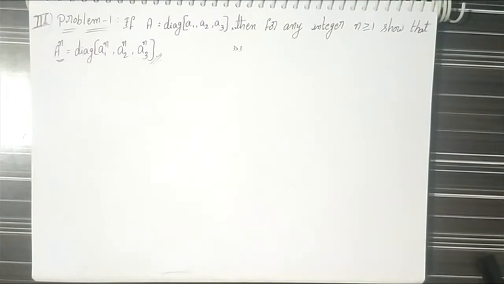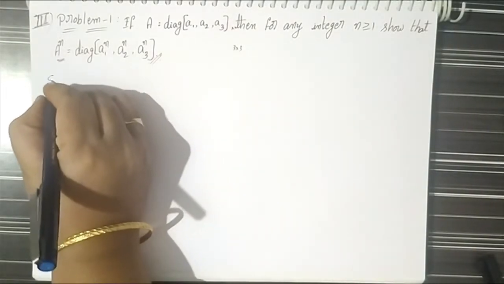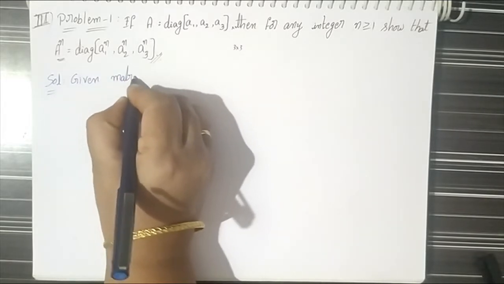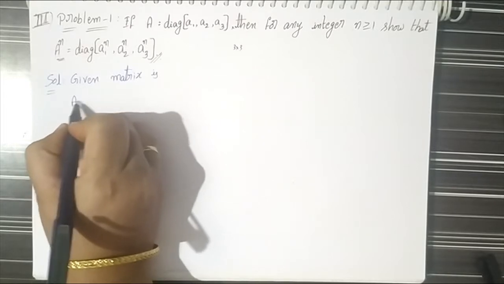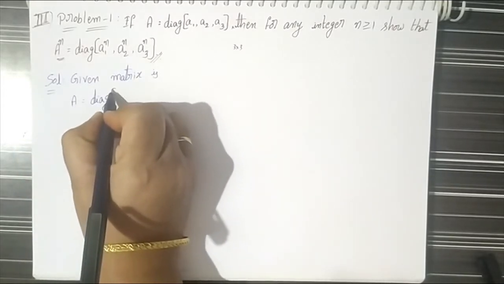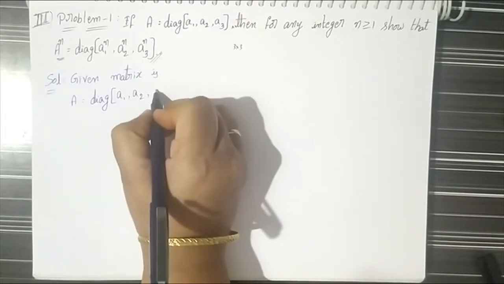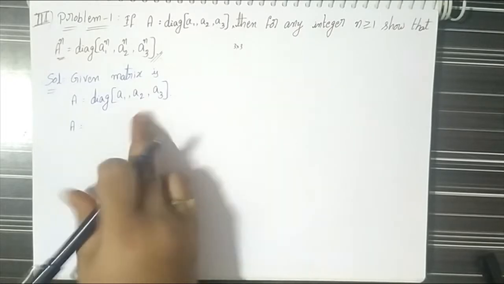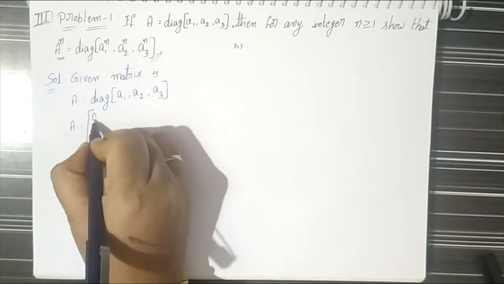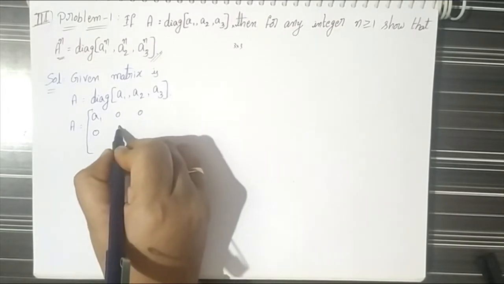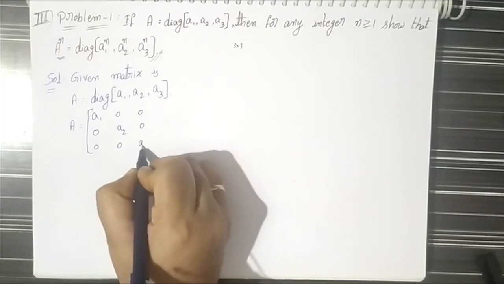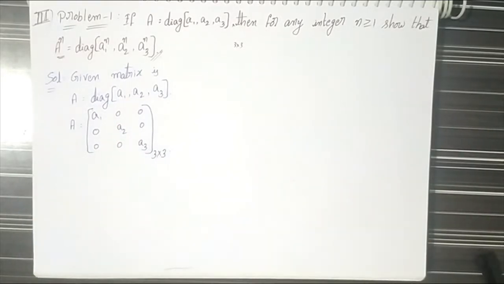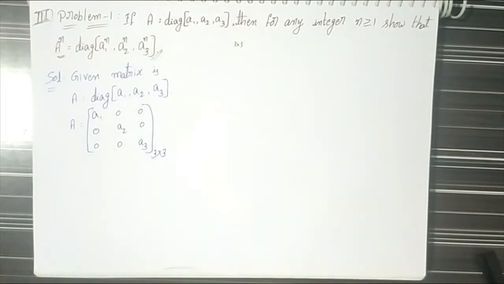For that, we have to write down the solution. The given matrix is A equal to diagonal of a1, a2, a3. This is a diagonal matrix. Then this can be written as A equal to the matrix a1 0 0, 0 a2 0, 0 0 a3. This is what diagonal of a1, a2, a3 means. This is a 3 by 3 matrix, we have 3 diagonal elements, so the order is 3 by 3.